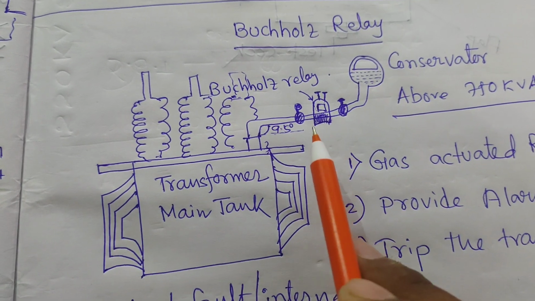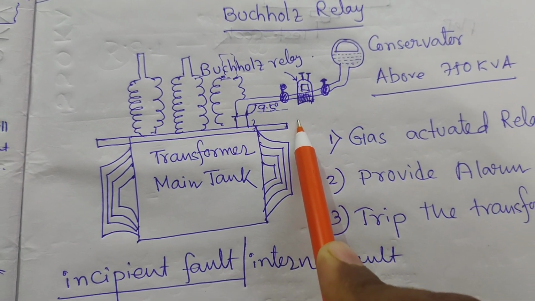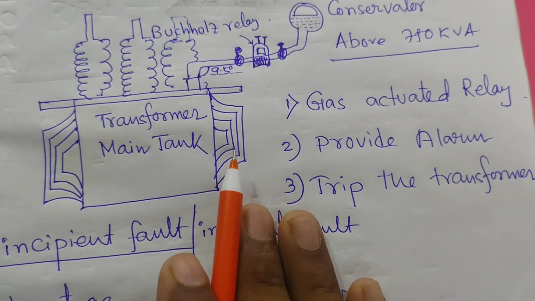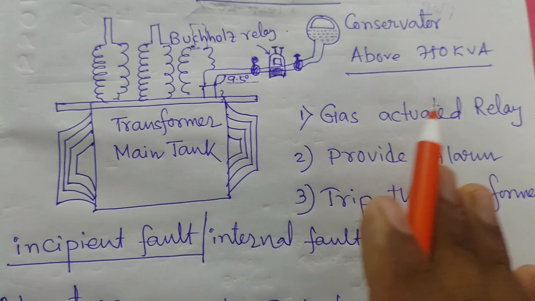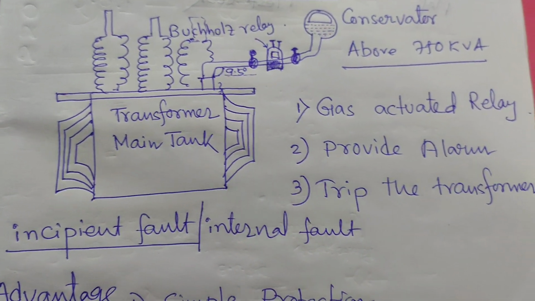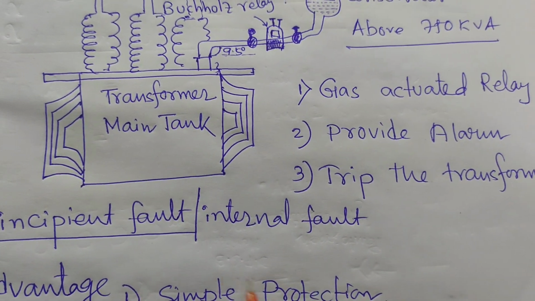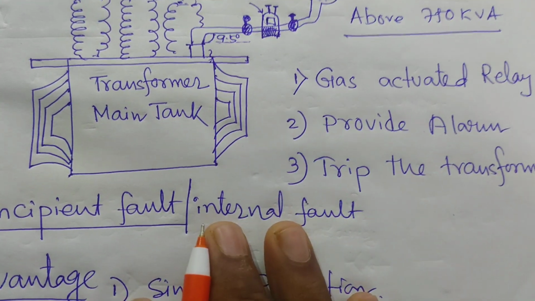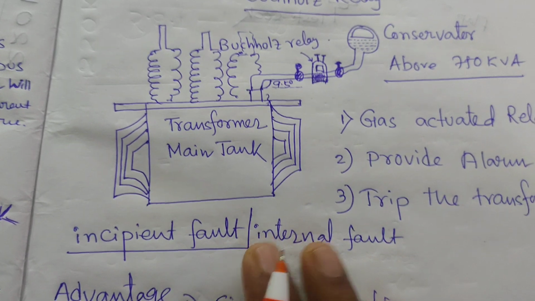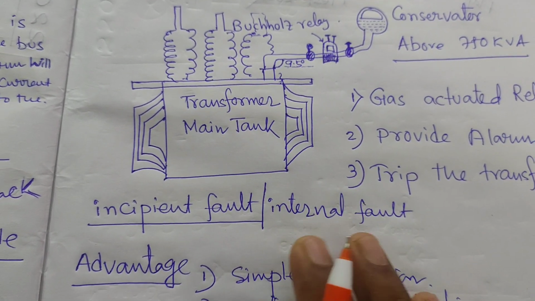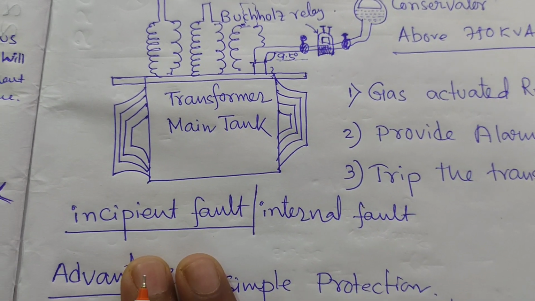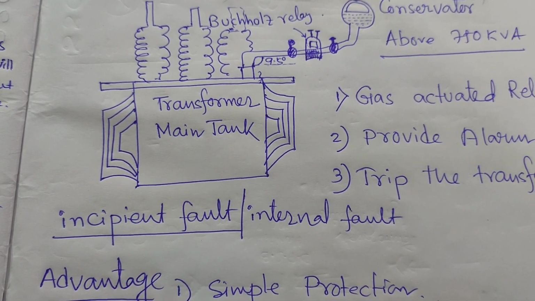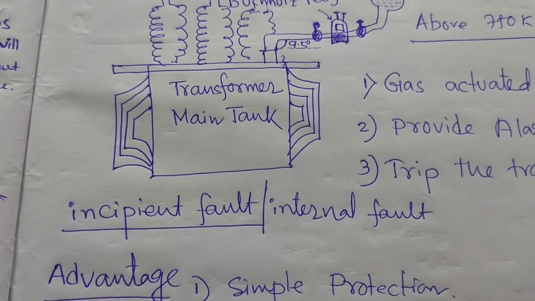Actually the Buchholz relay is a gas actuated relay. It provides the alarms and it provides the tripping according to its mechanisms. I will discuss the proper mechanisms, how it provides the alarm and how it provides the tripping, and when it provides the tripping and when it provides the alarm. Actually this Buchholz relay has been used for internal and incipient fault purposes. So what is the incipient? This is the slow developing fault inside the transformers.